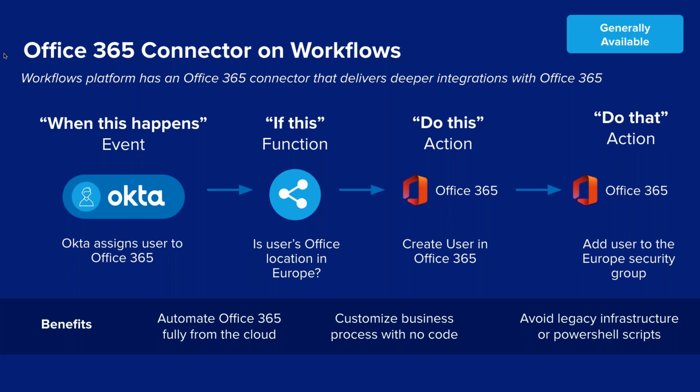So as you can see here, when this happens, the event of assigning a user to Office 365, we're going to use the if functionality here where their office location is. So if they're based in Europe, we're then going to apply another action here where we can actually create a user in Office 365. So applying that logic there to ensure that we are giving the right access to the correct users. And then you can see that we have other actions here available to us. So do this, then do that. We can then add this user to the Europe security group. So we can be much more granular with the activities that we actually complete within our applications at the same time as having that logic and those conditions at the very start without the need to actually create any code or any scripts involved.